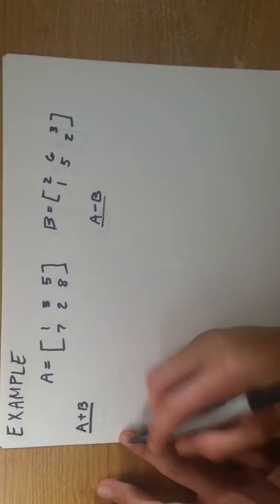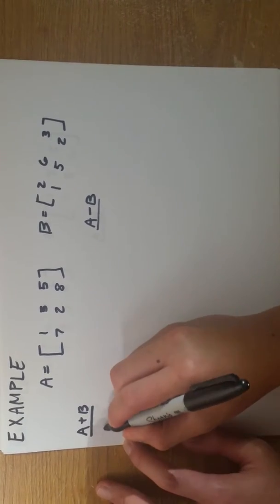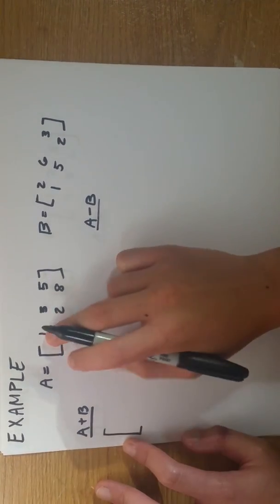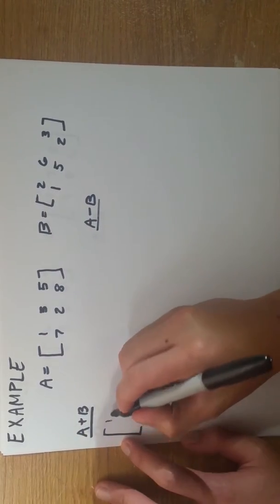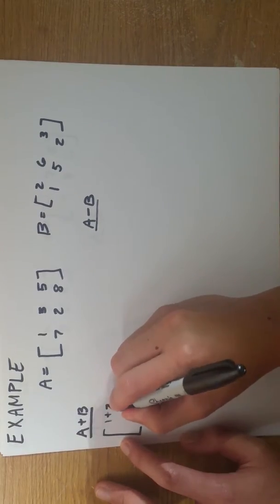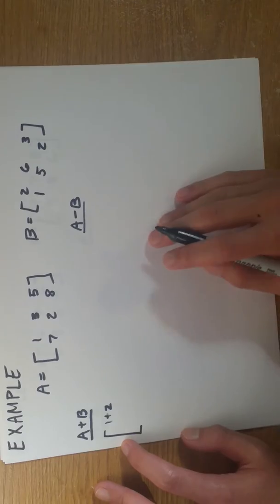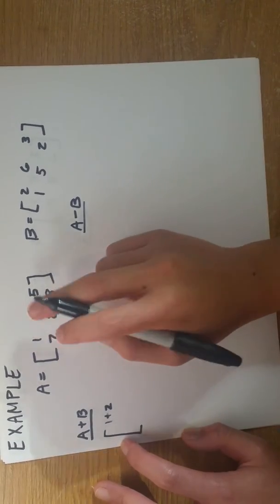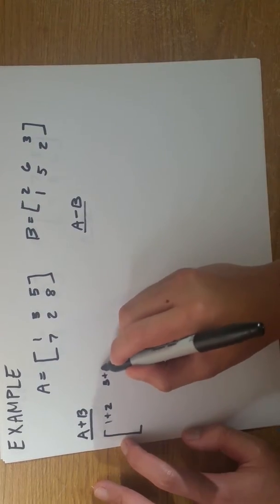So let's just start off with adding. So let's start with the first term. So the first term of the first row is 1 in A. So 1 plus 2. So they're both the first terms of their row. And then the next one would be the second term in the first row, which is 3 in A and 6 in B. So 3 plus 6.